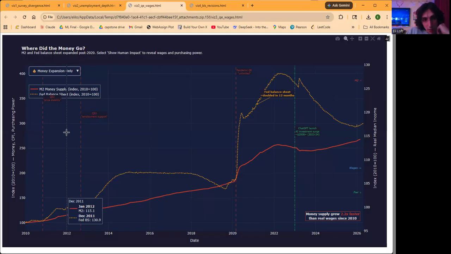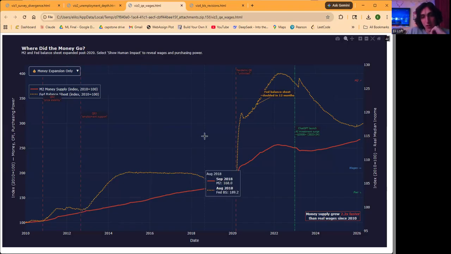We have a couple major events here. Every once in a while, during times of great strife, the government will light up the money printer. This is known as quantitative easing. Right here, we have QE2, which happens right after the Great Recession of 2008, 2009. And in 2012-ish, September 2012, we see another bailout for employment support.